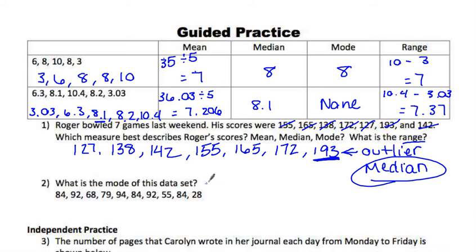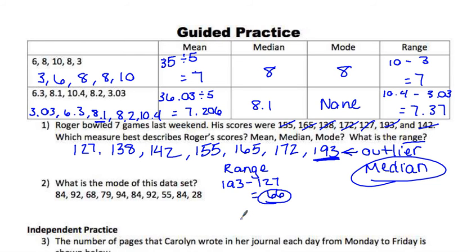Well, when we find the range, it's the highest number, so 193, minus the lowest number, which is 127. 193 minus 127, and you may use a calculator if needed, is 66. So that's our range. And then our last example that we're going to do together is number 2.